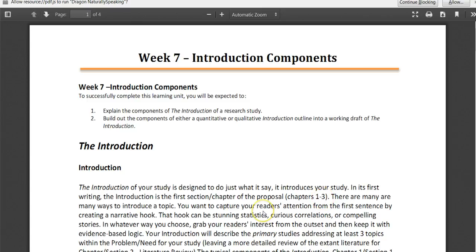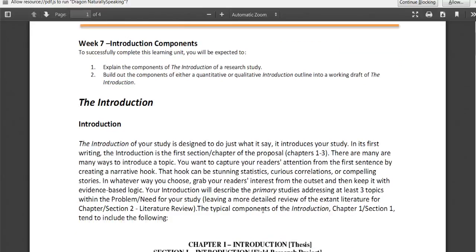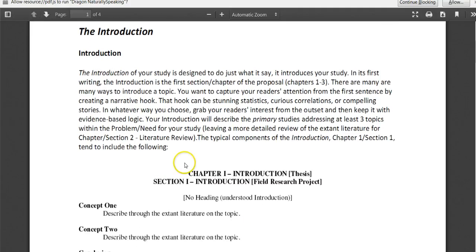The introduction, first of all, should begin with a narrative hook. For a qualitative study, that might actually be a story. For a quantitative study, oftentimes what we're talking about is a statistic that's of interest, or something that would pique the reader's interest in order to capture attention and get that individual interested in our study. So we begin with the introduction.